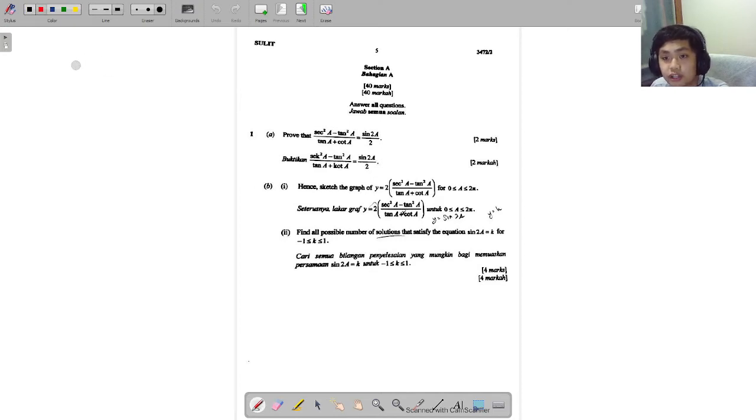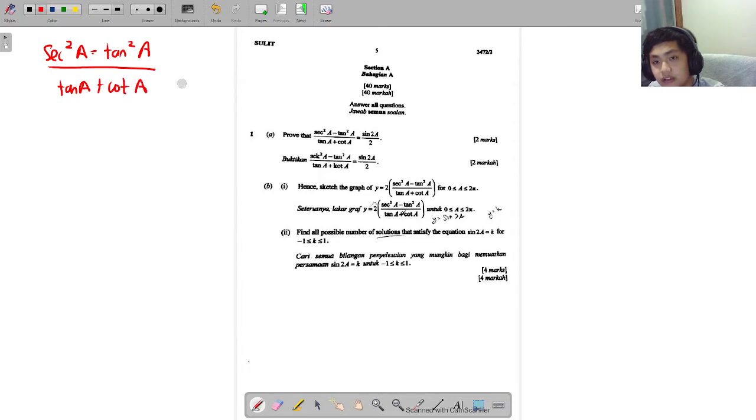So for question number 1, prove that (sec² a minus tan² a) over (tan a plus cot a) equals sine 2a over 2. So we just get down the question. Sec² a minus tangent² a over tangent a plus cotangent a equals sine 2a over 2.